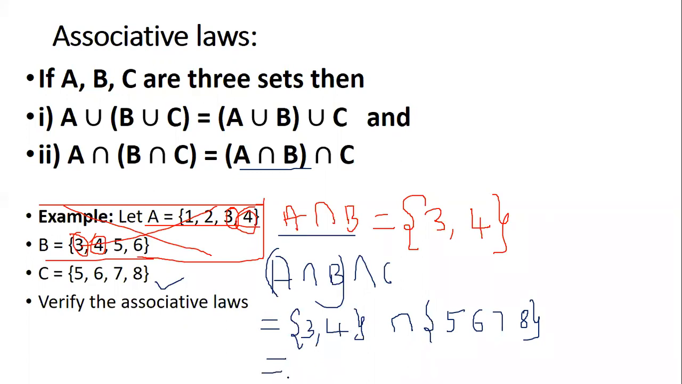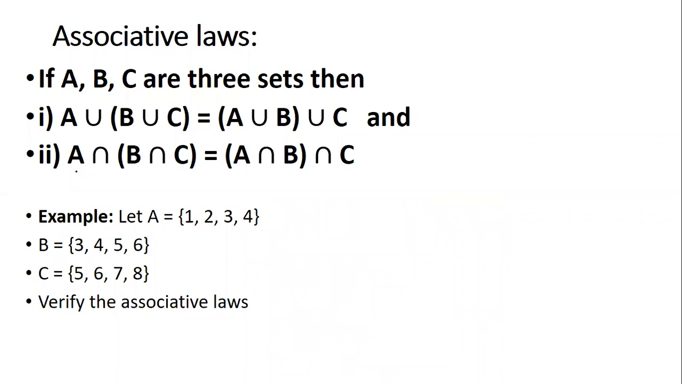No common elements. Since there are no common elements, it's an empty set, which I can call the null set. So A intersection (B intersection C) is nothing but the null set here. If you remember, previously also it was the null set. So in short, what we are trying to say here is A intersection (B intersection C) is equal to (A intersection B) intersection C.